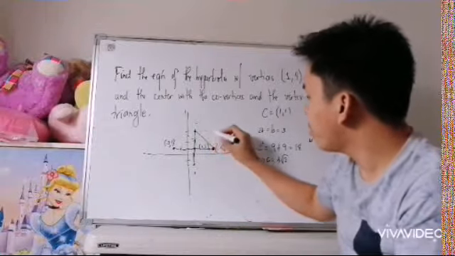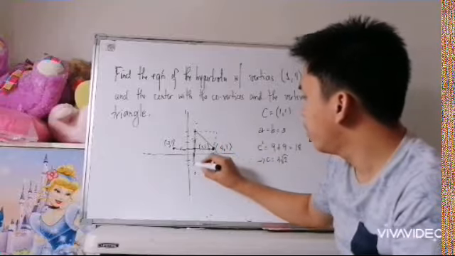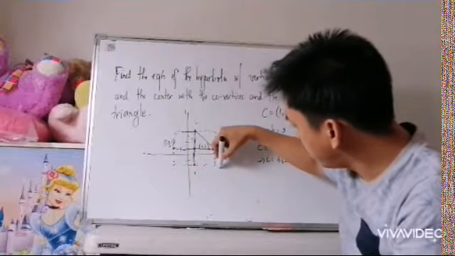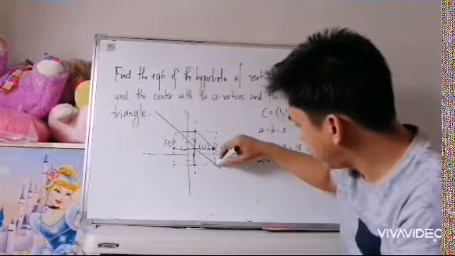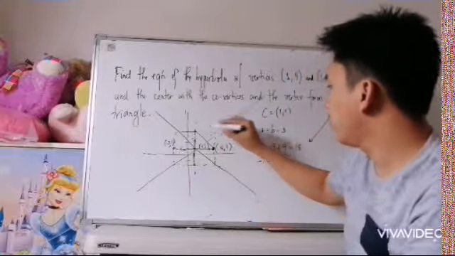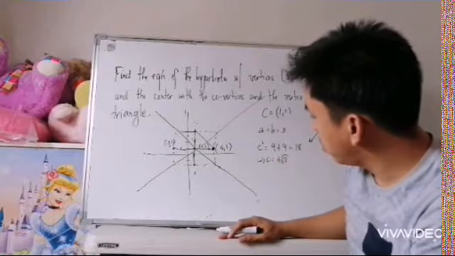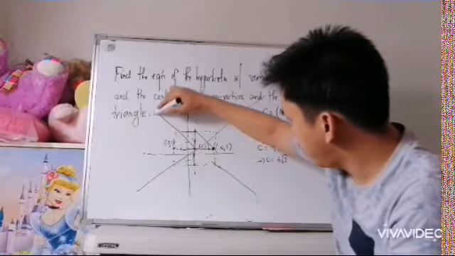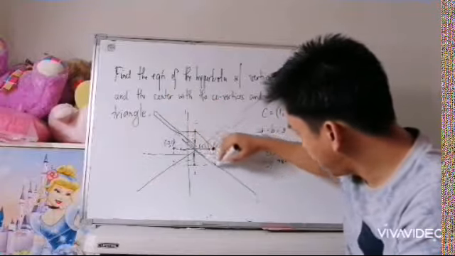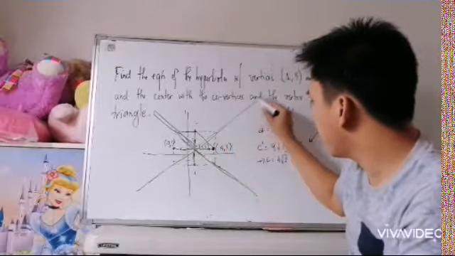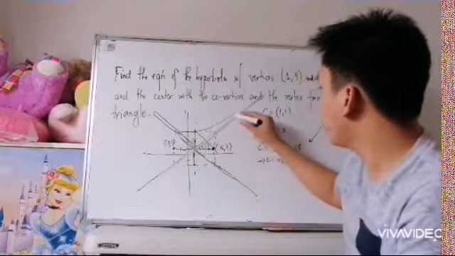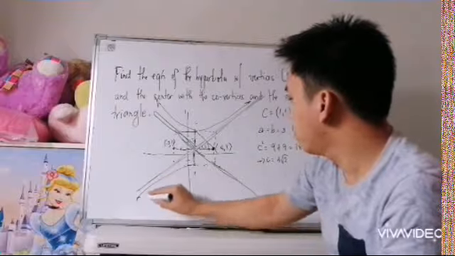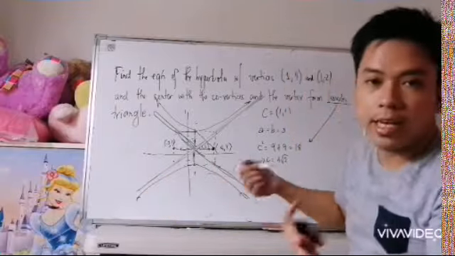Okay, so if we form an imaginary rectangle from these points, I'm sorry, I'm not good in drawing this. So it should be like that. Should be like this. Okay, so this is our hyperbola. Your hyperbola should be asymptotic to this line.